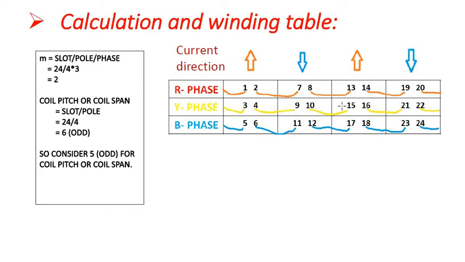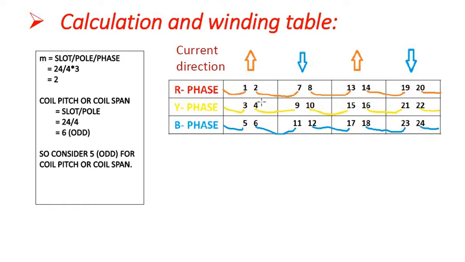So these are the conductors for the particular phase. In R phase, conductors 1, 2, 7, 8, 13, 14, 19, 20 are there. Then for Y phase 3, 4, 9, 10, 15, 16, 21, 22. And for the last, B phase, 5, 6, 11, 12, 17, 18, 23, 24 are there.